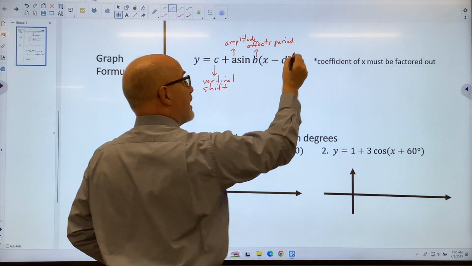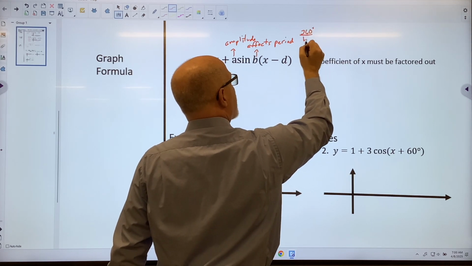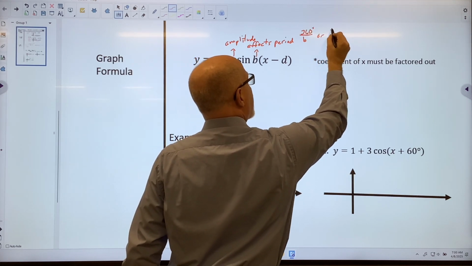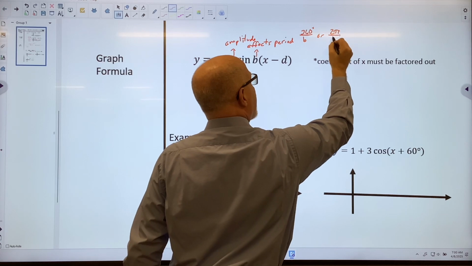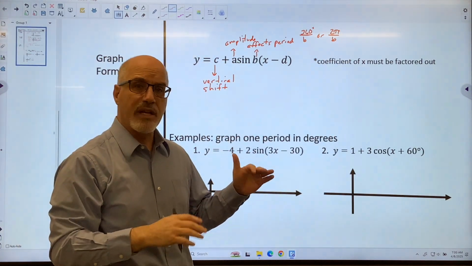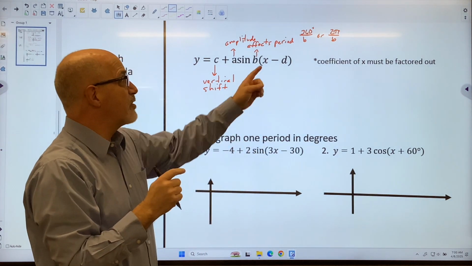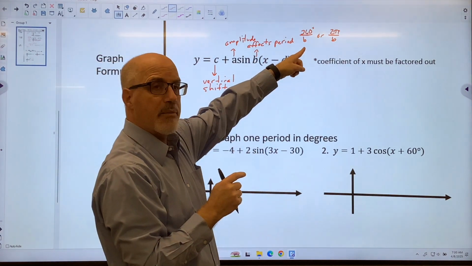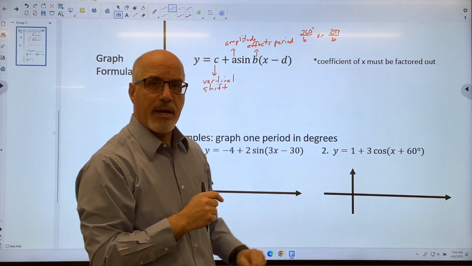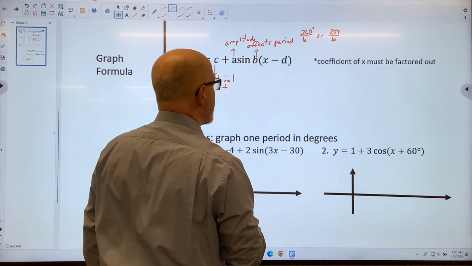So that's either going to be 360 divided by b, as we're using degrees, or it's going to be 2 pi divided by b. Or if it's tangent, remember, why it affects period, tangent and cotangent, their periods are down to 180. So if it's tangent, it'd be 180 divided by b or pi divided by b. Okay, but I'm using sine as my model here, so I'll use those two.